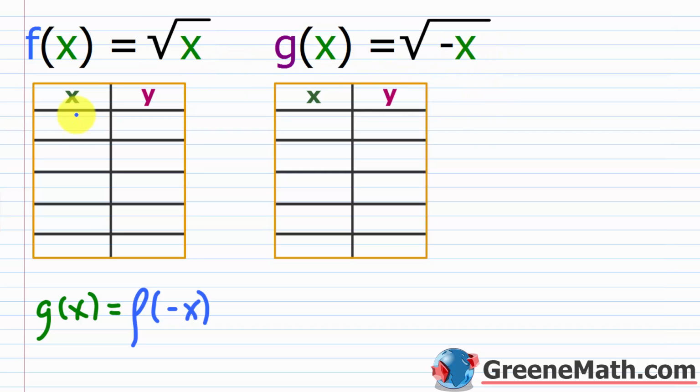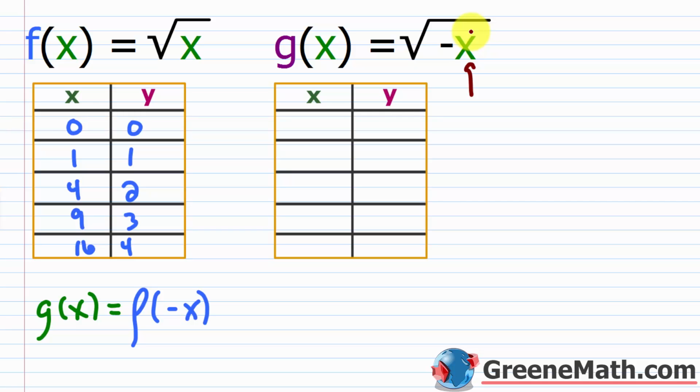So again, these we should know by memory: 0, 0, 1, 1. We have 4, 2. We have 9, 3, and 16, 4. So what's going to happen is, again, I'm going to plug something in for x. I'm going to take the opposite of it now before I take the square root.